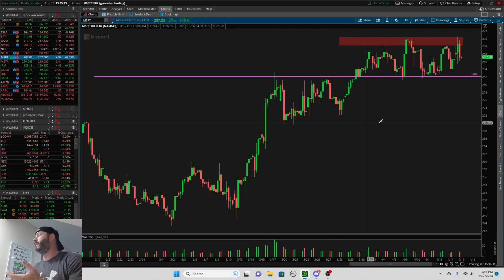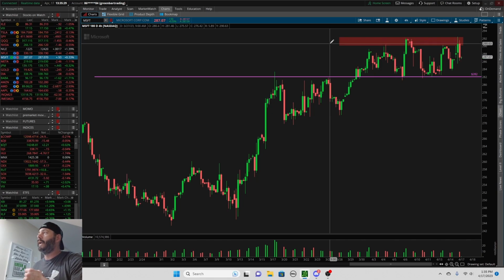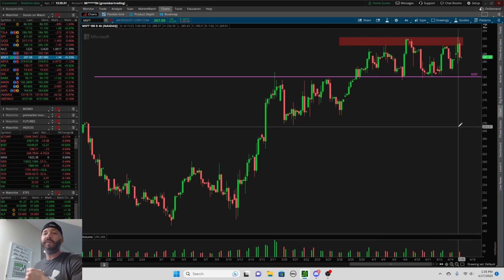I would have had no idea to go long or short if I don't understand what supply is, what demand is. So that's just it. That's Microsoft. That's the trade. That's why I like to trade options.